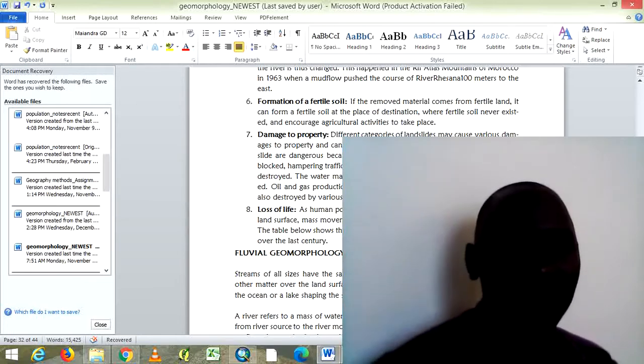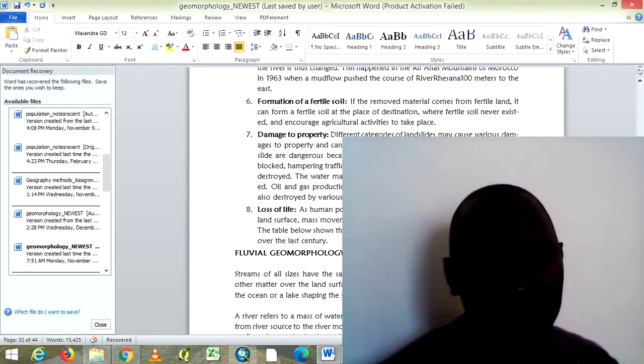So under fluvial geomorphology, we are simply looking at this domain of geomorphology, which discusses the work of rivers or streams. And we know that streams of all sizes perform some basic functions, i.e. they move water, they move sediment and other matter over the land surface and ultimately empty all these materials into the ocean.